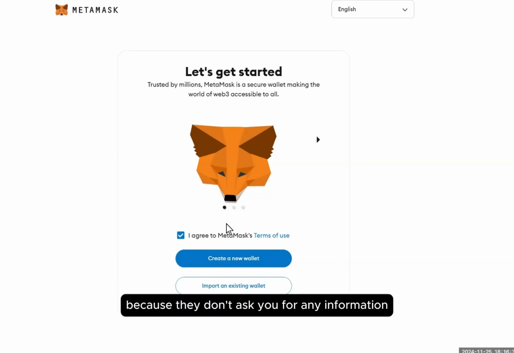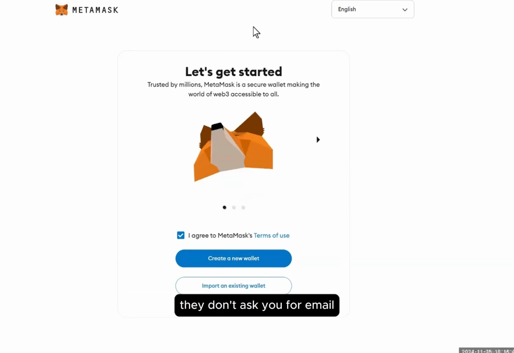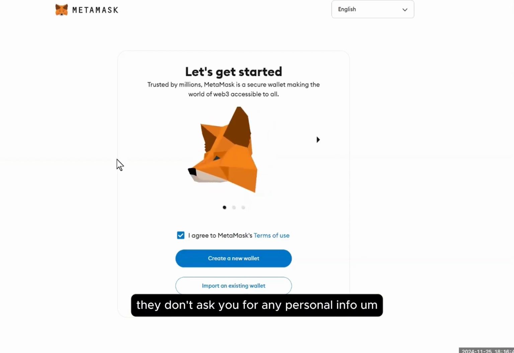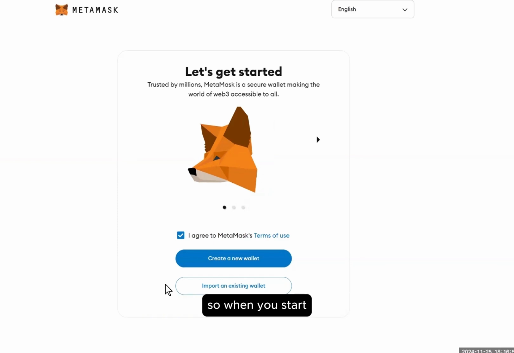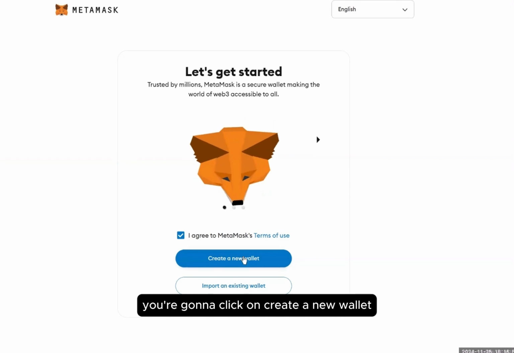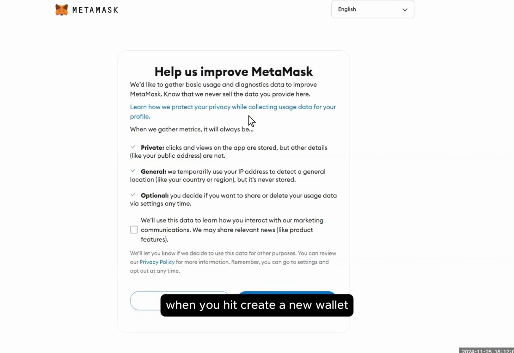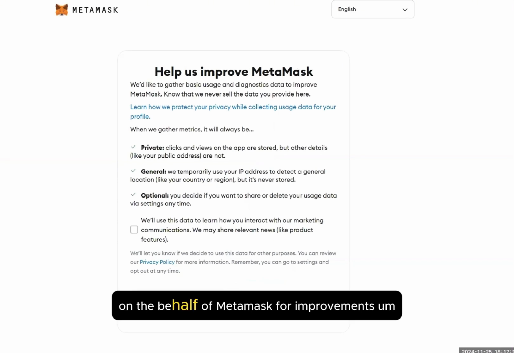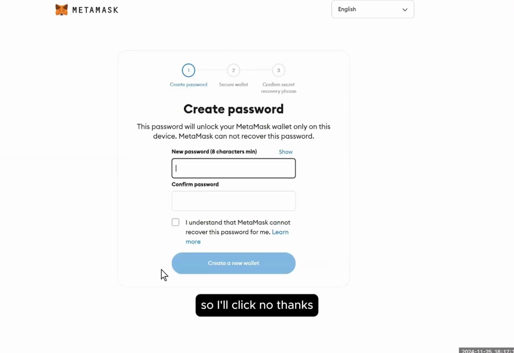This is a little different because they don't ask you for any information. They don't ask you for an email. They don't ask you for any personal info. This is literally allowing you to set up your wallet without any outside interference, and this puts you completely in control. So when you start, you're going to click on create a new wallet. When you hit create a new wallet, all of this stuff is going to show up. Usually I just click on no thanks. You can read what it says, but it's just asking about being able to collect data on behalf of MetaMask for improvements. So I'll click no thanks.